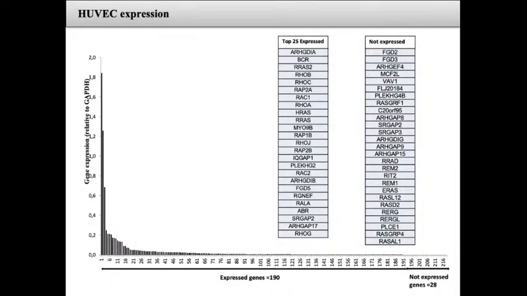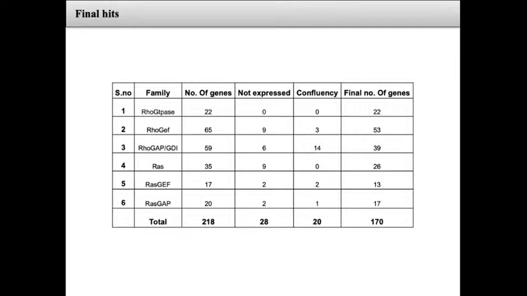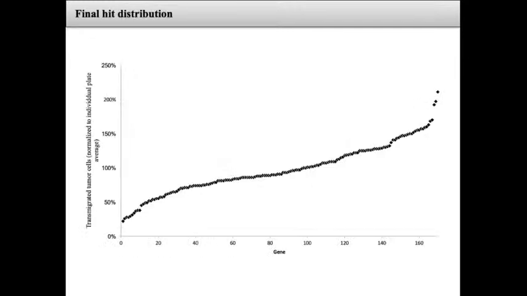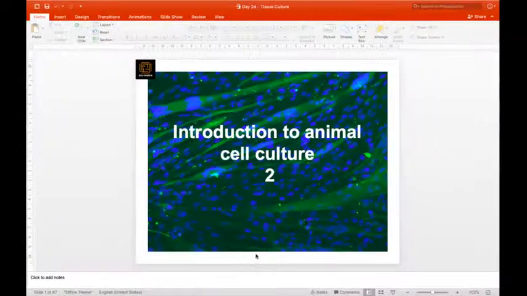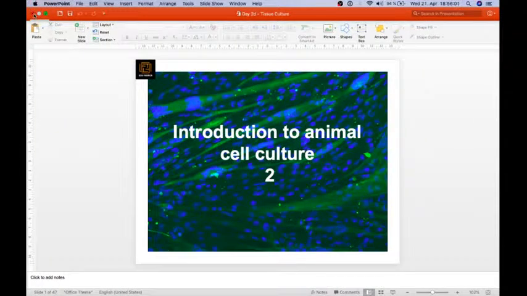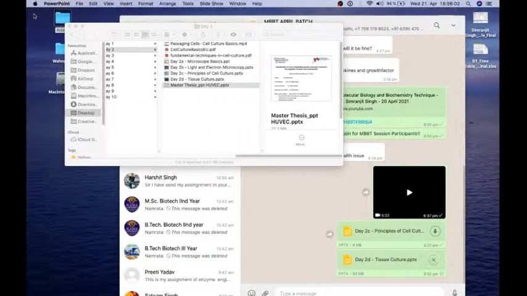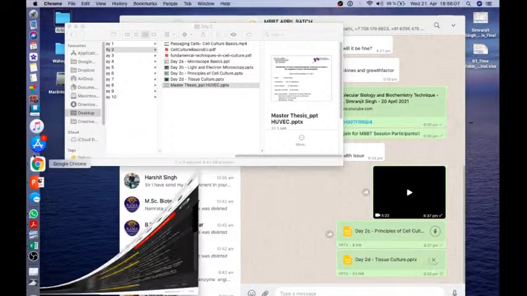And we found a good number of genes that are present. So yeah, like this. I cannot show you the results. I just want to show you how cell culture could be beneficial and essential for us in order to get the results that we are looking for.